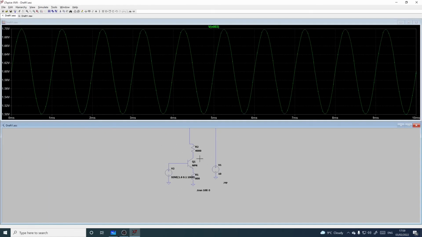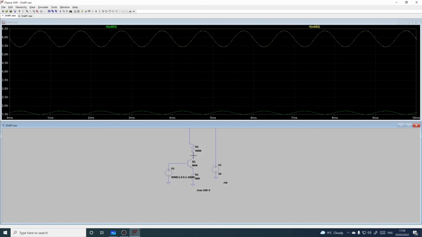Okay, so there's our input, and boop, there's our output. So hopefully you can see that we've got the gain that we wanted. And it's roughly biased at 6 volts, which was what I was aiming for, if you remember. So this is actually behaving quite well. We've got approximately the gain that we wanted. You can see the inversion.